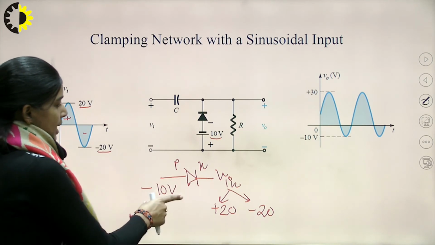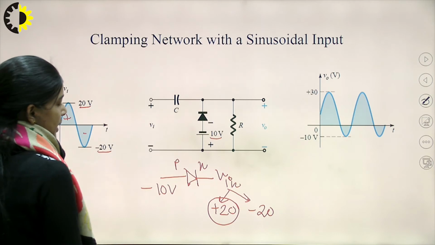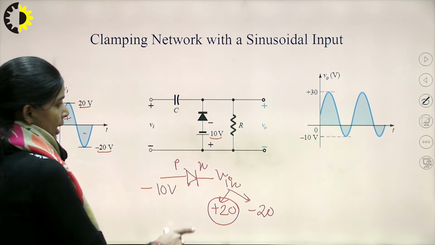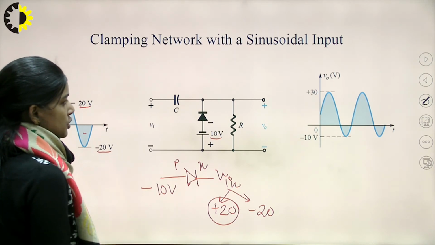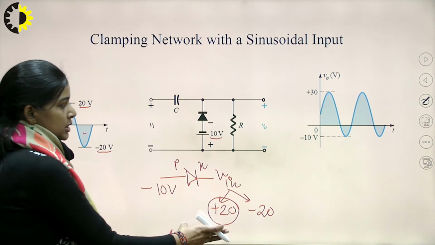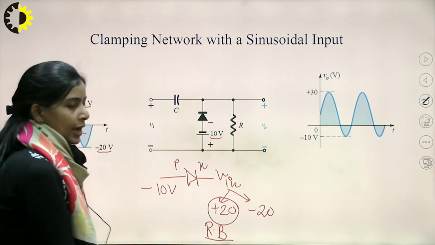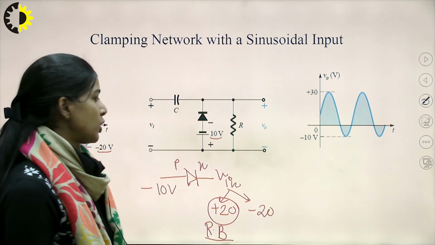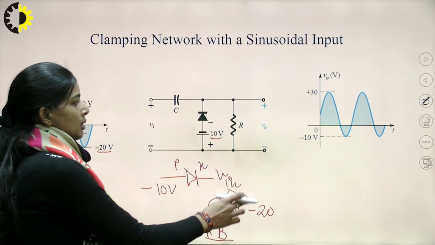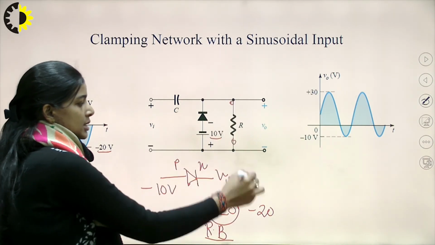So, as the P side is for the positive cycle, the P side is connected to negative and the N side will be connected to the positive. So, for the complete positive cycle, the diode will be reverse biased. Diode will be reverse biased means for the complete positive cycle, our output will appear across this load resistance.